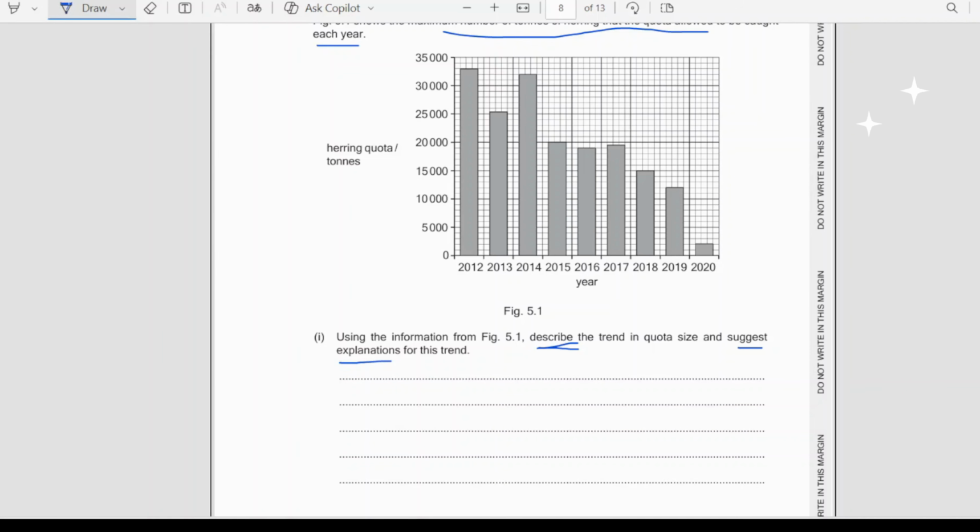Describe the trend and the explanation. Description means you have to quote the values from the graph. This is in every case, in all types of graphs, whether it's related to photosynthesis, population, enzyme activity or anything. Description means you have to quote the numbers that are given in the graph, and explanation means you have to give reasons.